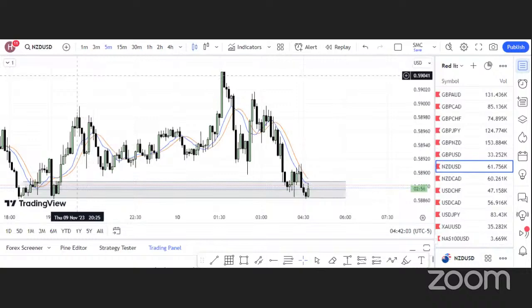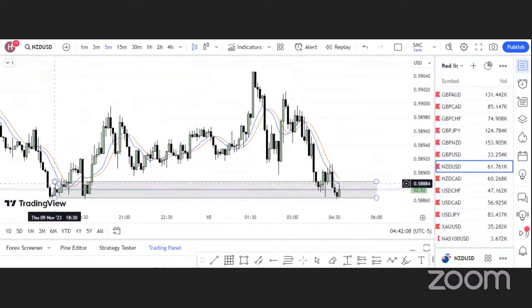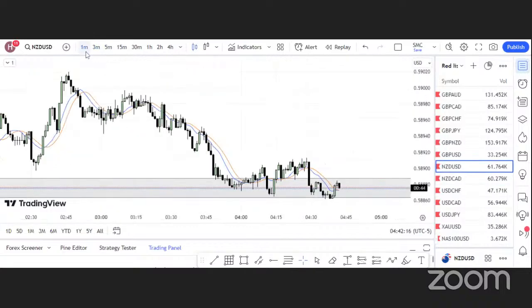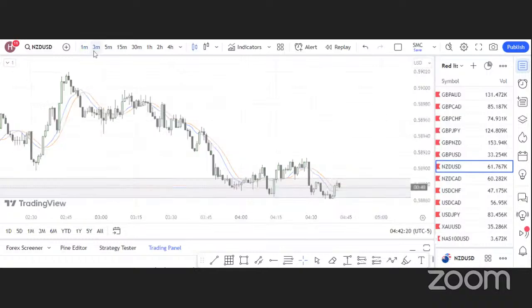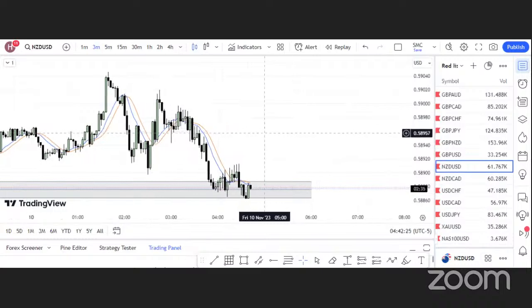Okay. So this is NZD and this is the 5 minutes time frame. So let me go to the lower time frame. Let's see if we got a crossing. So once we get a cross, we are going to place a buy. Right? Okay, let's wait for a cross on the 3 minutes time frame.